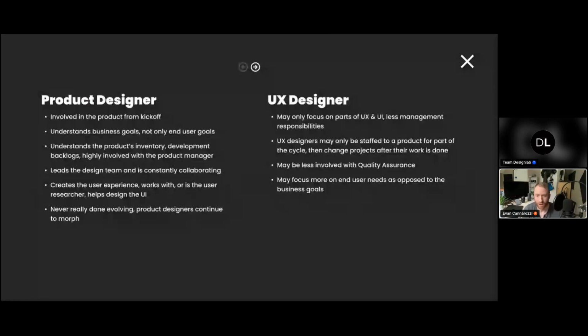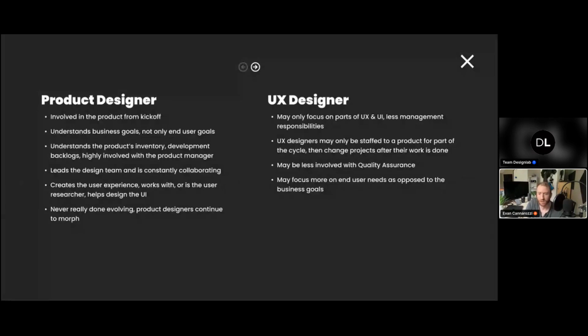Involved in the product from kickoff. I heard end-to-end user experience, or an end-to-end being involved from the beginning to end of the product cycle. That's pretty much it, right? Understanding business goals. We've heard that one. We have to meet business goals, not only end user goals. Understanding the product's inventory. I'm not sure if I heard this one, but this is important to note, right? Getting involved with the development backlog so we know the priorities. Highly involved with the product manager. That's crucial. What else do we know?